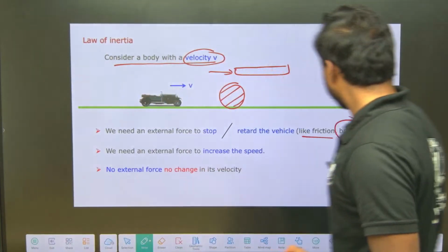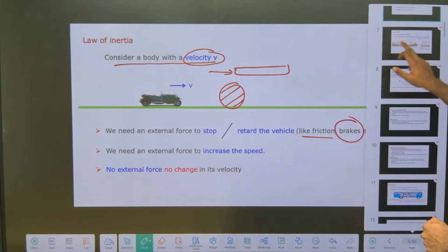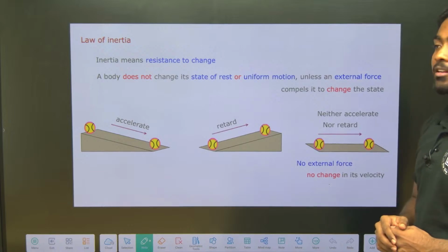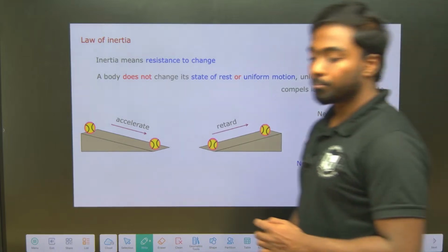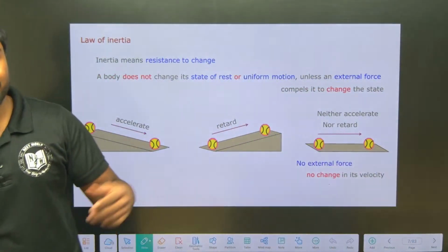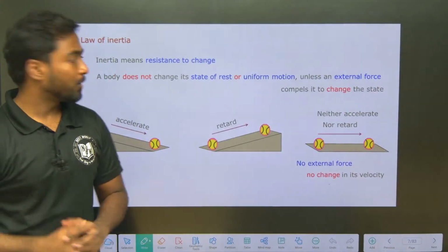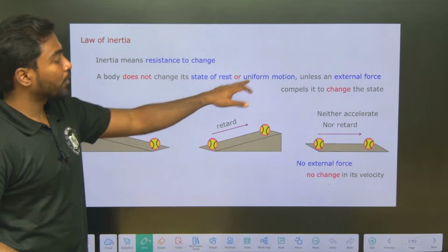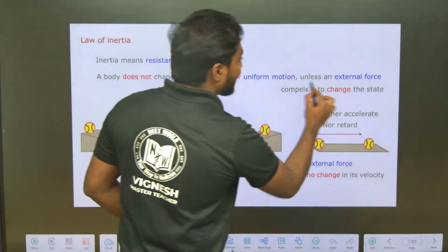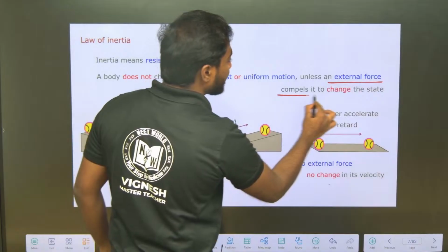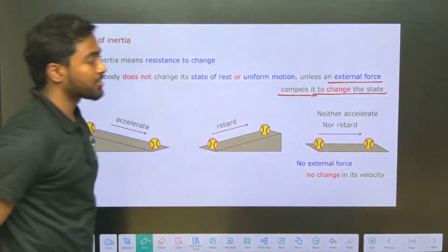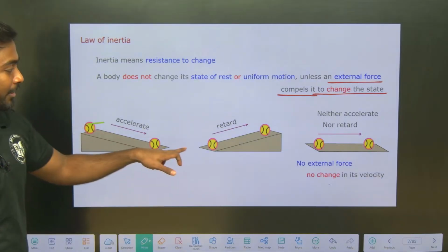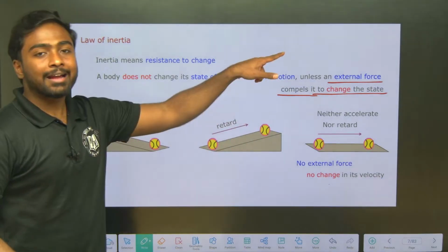Okay. So inertia means resistance to change in the body's velocity or the body's motion. A body does not change its state of rest or uniform motion unless an external force compels it to change the state, right? So a body is accelerating and a body is retarding.